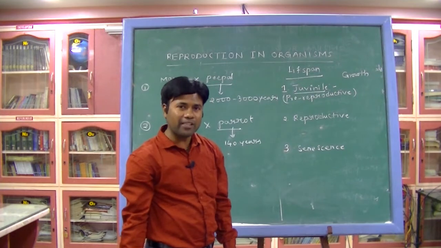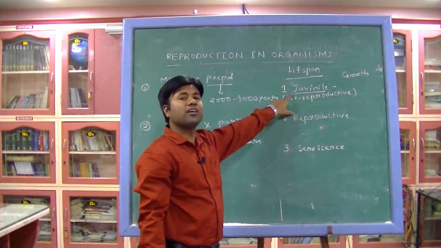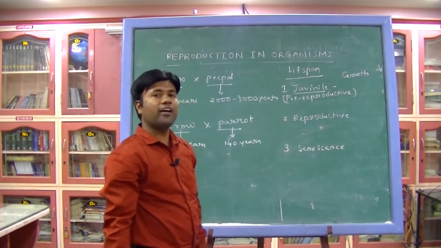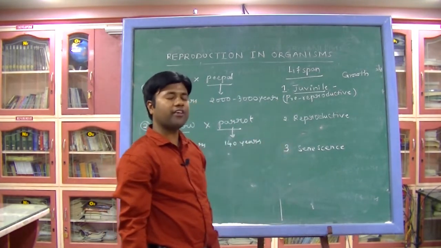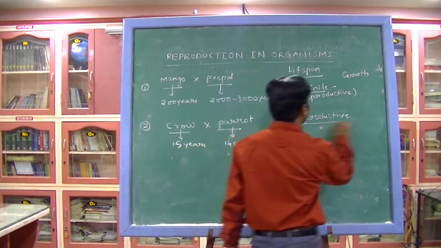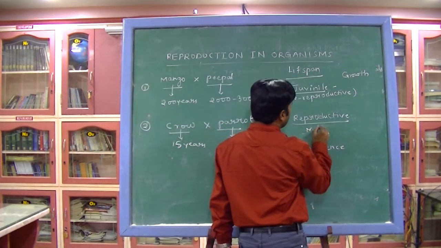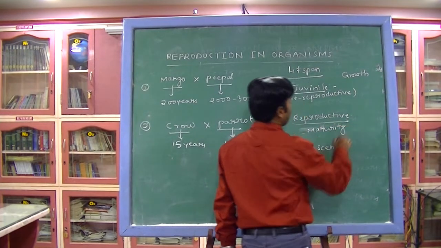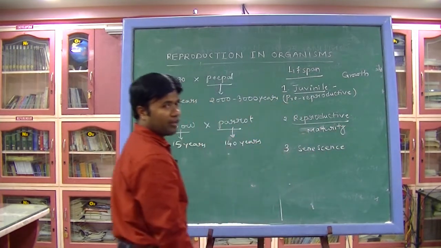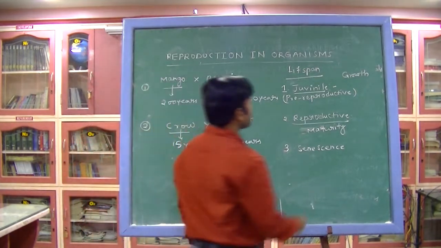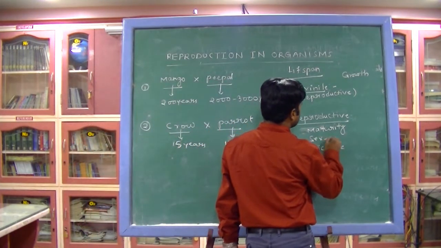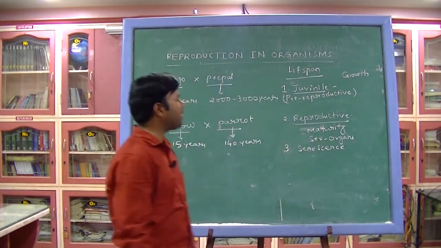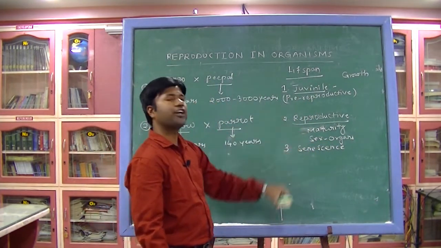But whereas animals, they attain reproductive nature. Now let us see about the reproductive phase. In the reproductive stage, what happens? Organisms will mature in this phase. Maturity of the organism can be seen, and also the sex organs will be developed. Completely, the development of the sex organs we can also see in the reproductive phase.